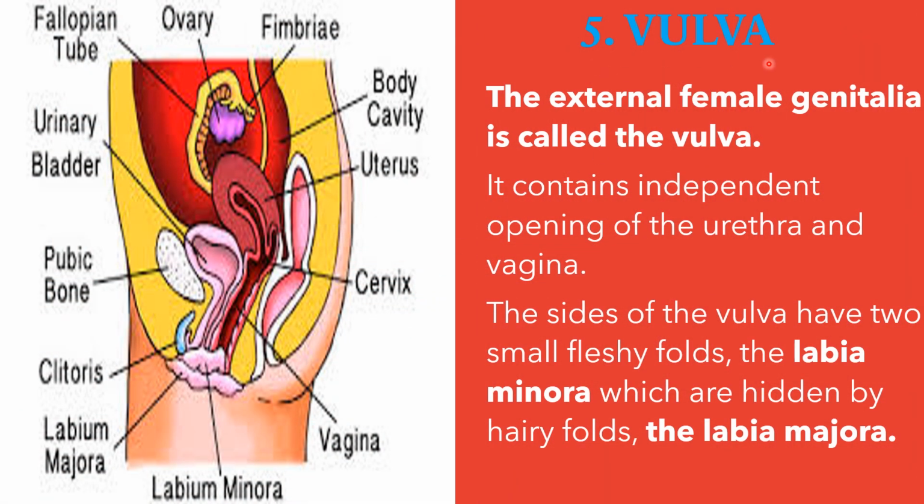Vulva is another important reproductive organ present in the female reproductive system. The external female genitalia is called the vulva. It contains independent openings of the urethra and vagina. The sides of the vulva have two small fleshy folds, the labia minora, which are hidden by hairy folds, the labia majora.